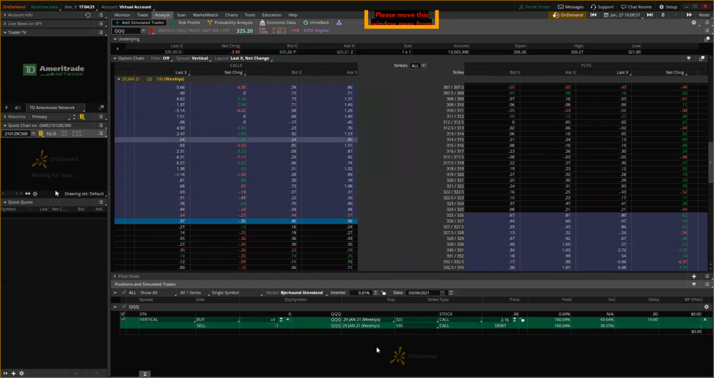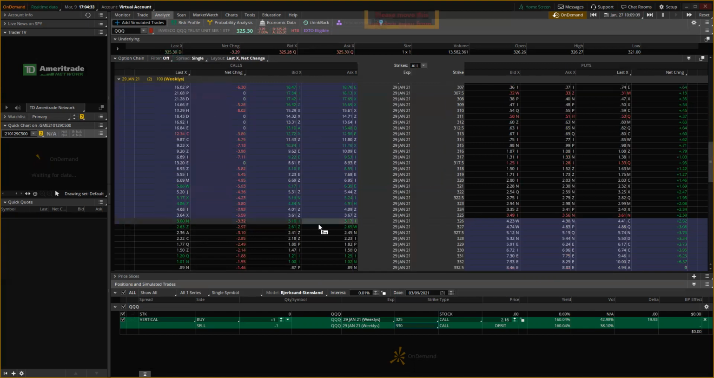Okay. So what does that mean? I know it looks very confusing, but all in all, it's not. We've bought the 325 and we sold the 330. If we go back to single, we're going to look at the cost of the 325. If we were to outright buy the 325 call for the January 29th expiration, it'd be roughly $3.64. However, since we're selling the 330 call, we can take the premium on the 330 call and subtract it from the cost of the 325. That would bring our cost down to roughly $2.16, probably the midpoint on our spread, or $2.12 now.